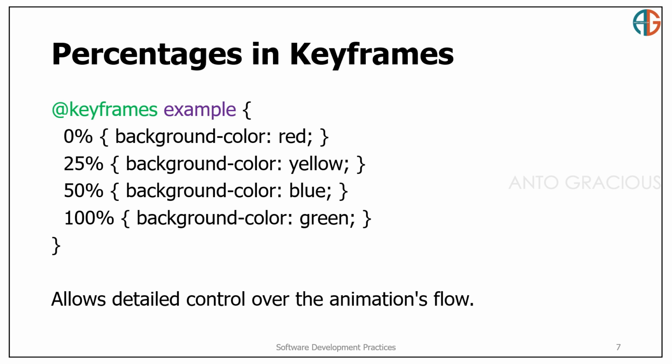Adding percentages to keyframes allows for more precise control over the animation. Each percentage represents a specific point in time during the animation. For example, at 25%, the background turns yellow, at 50% it changes to blue, and at 100% it becomes green.